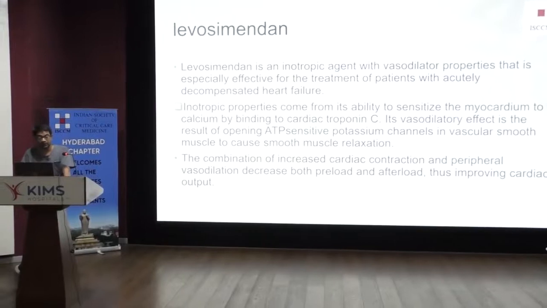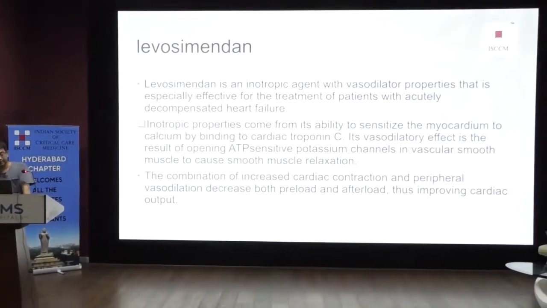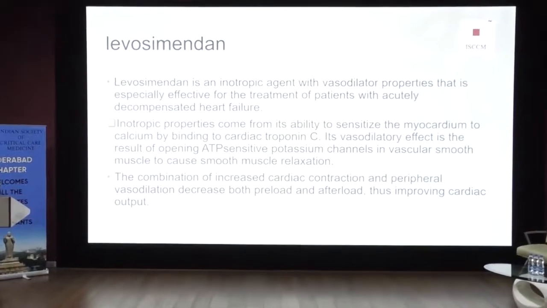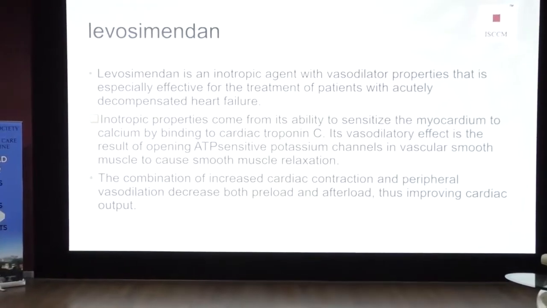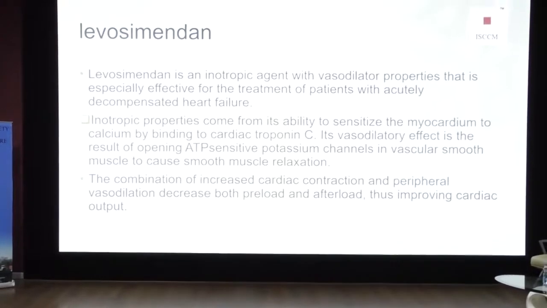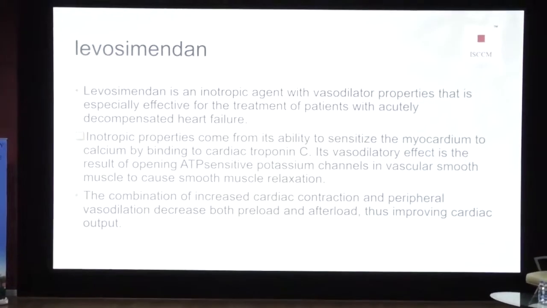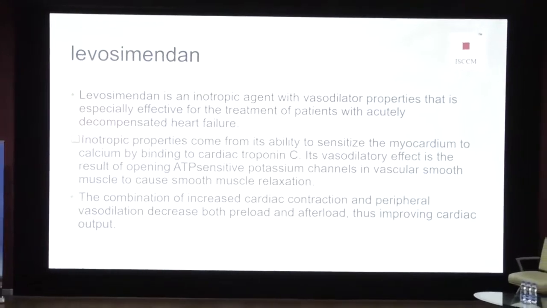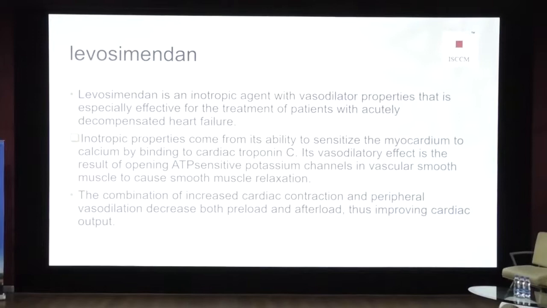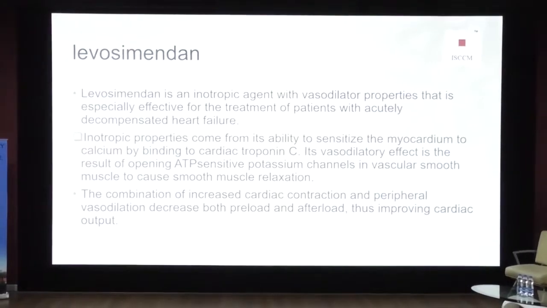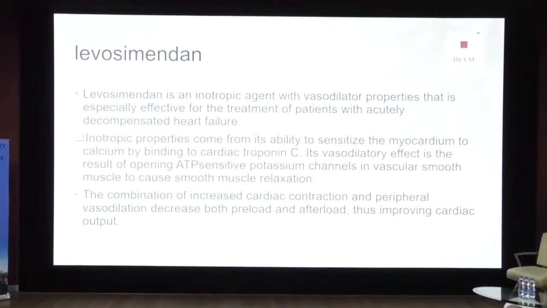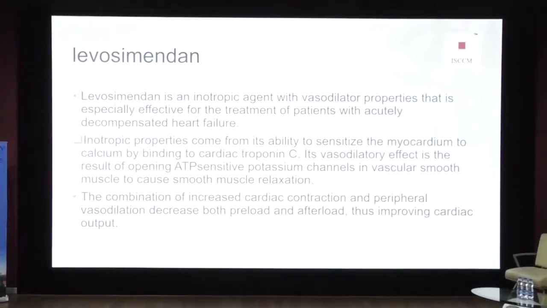troponin C. Other inotropes use the calcium, but here you only sensitize the myocardium. So this decreases the myocardial oxygen requirement. It also has a vasodilator effect, a result of opening ATP sensitive potassium channels in the smooth muscles to cause smooth muscle relaxation. These combined increase cardiac contraction, and the peripheral vasodilation decreases both preload and afterload, thus improving cardiac output.